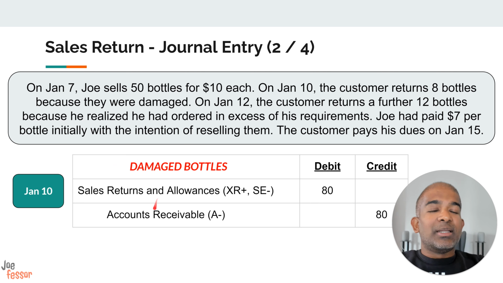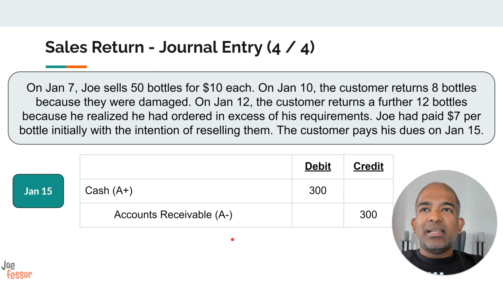In the previous case where the bottles were damaged, we did not remove it from the cost of goods sold account. So the damaged bottles will still continue to be part of cost of goods sold, but would not earn any revenue in return. That's the cost Joe has to live with because his bottles were damaged.